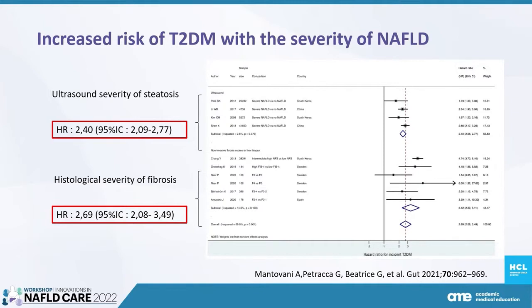And it's the same thing when you try to look at the severity of the disease based on the stage of fibrosis. Again, it's a meta-analysis. There's limitation. There's only 4 studies including histological results. But it seems that the severity of NAFLD also increases the risk of development of type 2 diabetes.